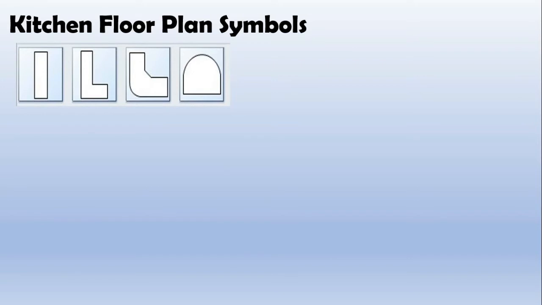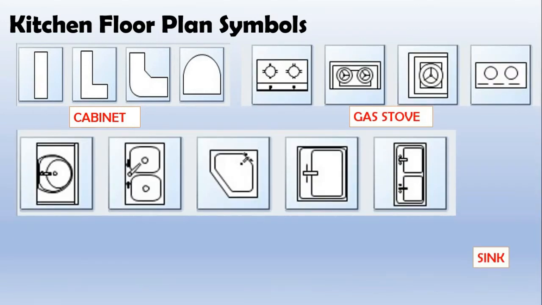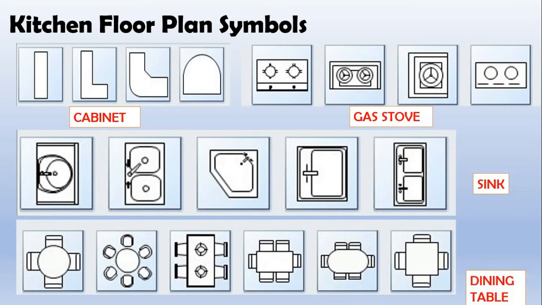Okay, kitchen floor plan symbols. That is an example of a cabinet. Top view. Ibig sabihin, yung ibabaw lang ng cabinet yung i-drawing diyan. Gas stove, sink, dining table. So, madaming example.